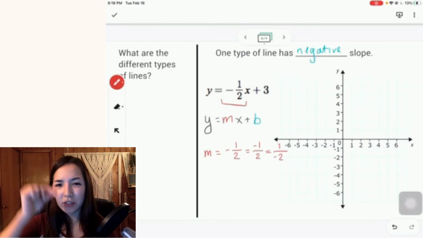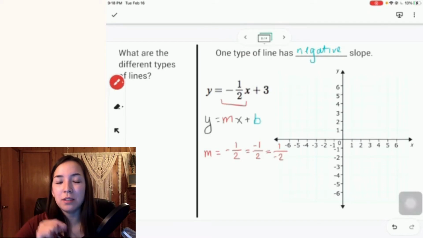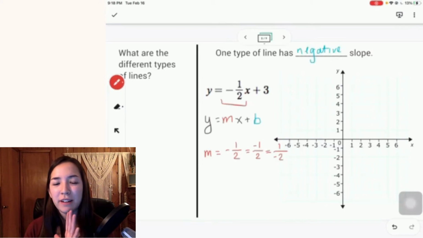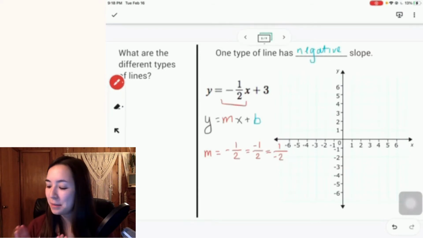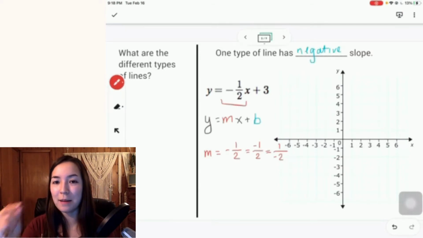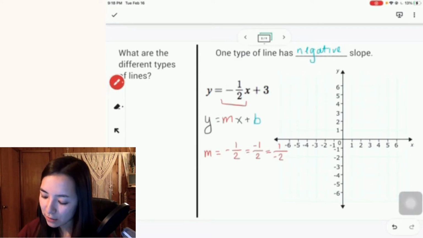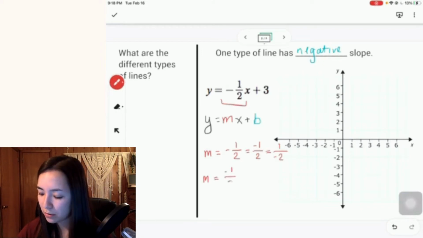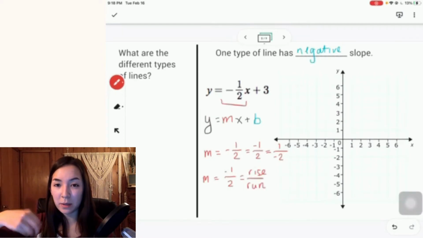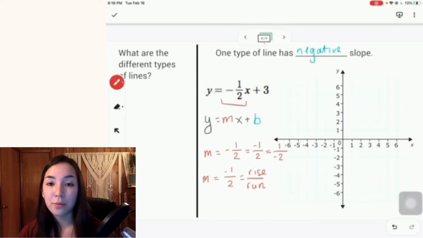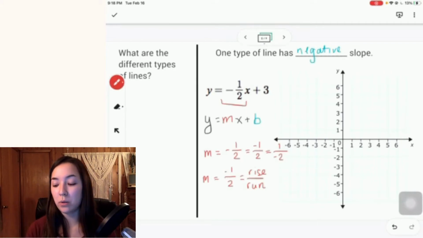That negative can kind of shift up and down. It gets a little more complicated when you have multiple numbers on the top, but as long as there's one number on the top and the bottom, then that negative can move around. So let's write this as -1/2. That way we can see our rise is -1, which means we're going down 1, and our run is 2, which means we're going over 2.